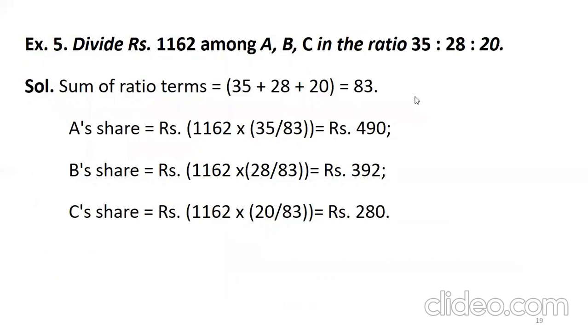Divide rupees 1162 among A, B, C in the ratio 35 is to 28 is to 20. Now 35 plus 28 plus 20 is equal to 83 equal parts in total that we have to divide. So now A's share is 1162 into 35 by 83. B's share is 1162 into 28 by 83, and C's share is 1162 into 20 by 83. So the amounts are 490, 392 and 280.